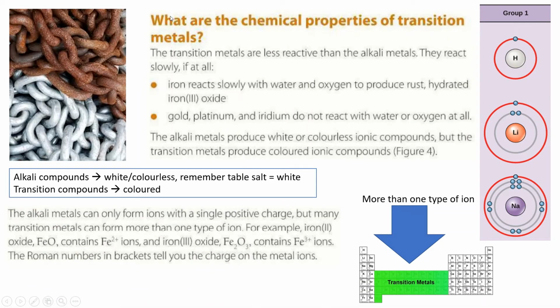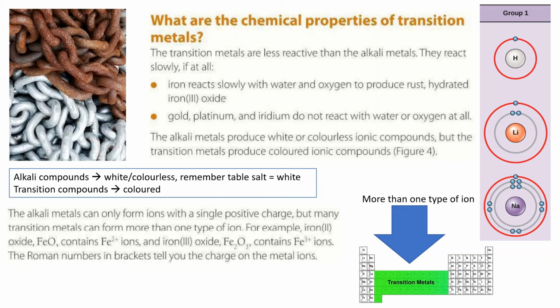All right, so what are the chemical properties of transition metals? So I went through that question about the transition metals. The transition metals are usually harder, they're usually more dense, they are usually less reactive than group 1 or group 2 metals. However, iron does react, very slowly with water and oxygen, because it will produce rust. Gold, platinum, iridium, they don't react with water or oxygen.